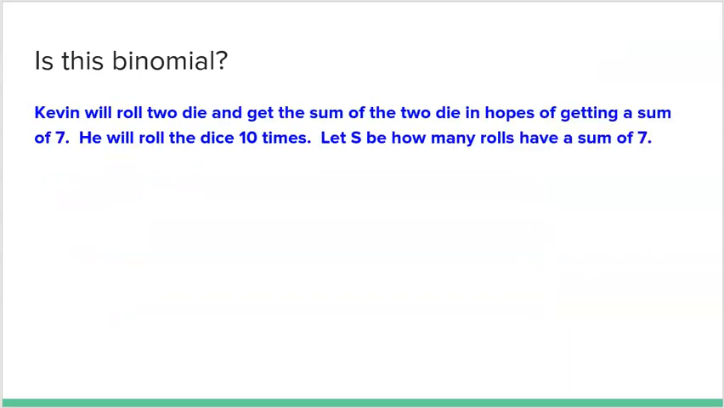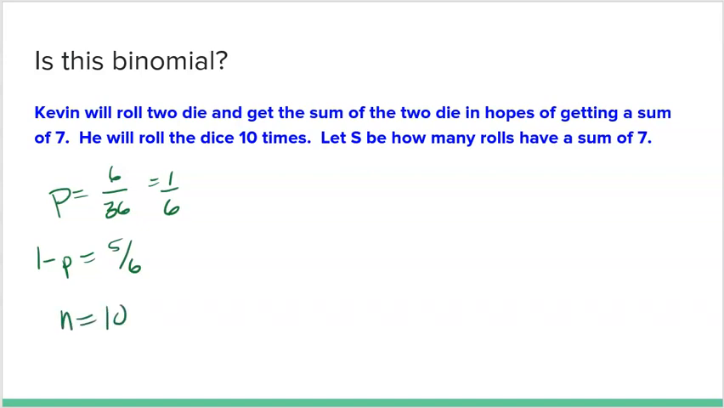All right, Kevin will roll 2 die and get the sum of the 2 die in hopes of getting a sum of 7. He will roll the die 5 times. Oh, excuse me, misread that. He will roll the die 10 times. Let S be how many rolls have a sum of 7. Oh, this is binomial. Once again, the probability of getting a sum of 7 is 6 out of 36, which is 1/6. The opposite would be 5/6. And they did tell us 10 trials.